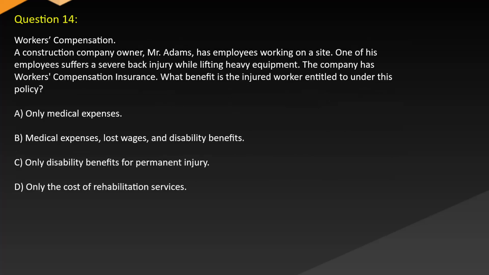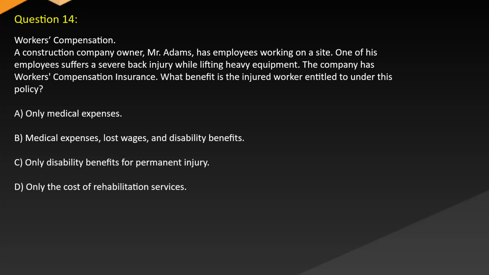Question 14. Workers' compensation. A construction company owner, Mr. Adams, has employees working on a site. One of his employees suffers a severe back injury while lifting heavy equipment. The company has workers' compensation insurance. What benefit is the injured worker entitled to under this policy?